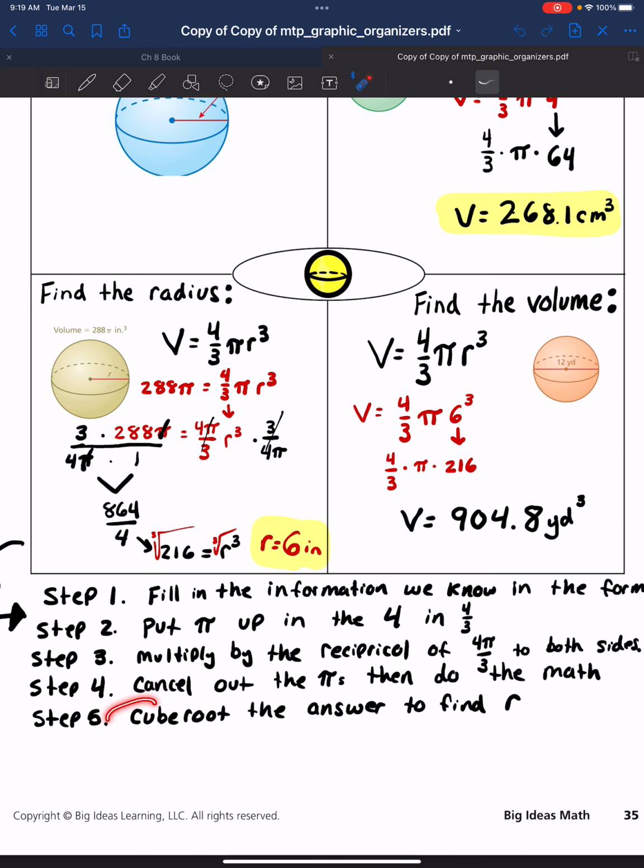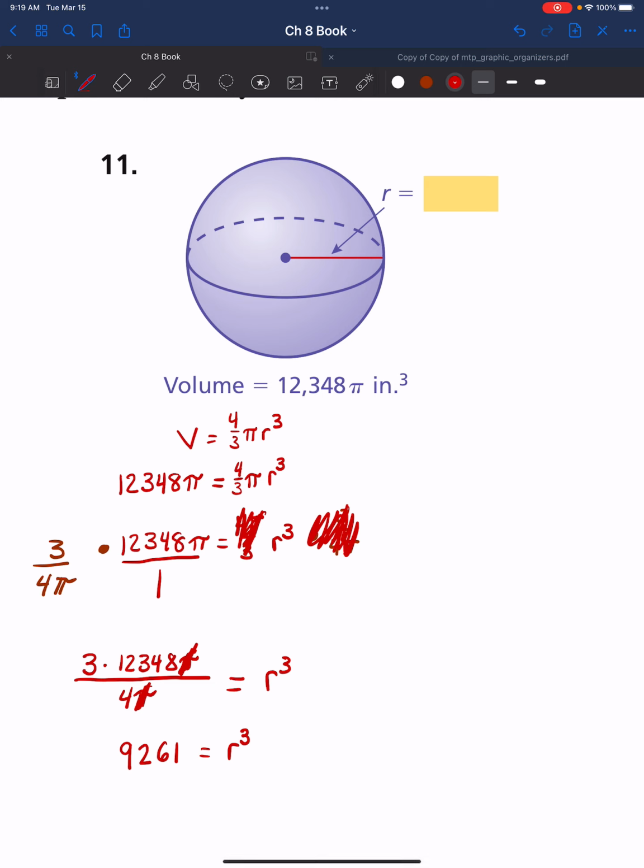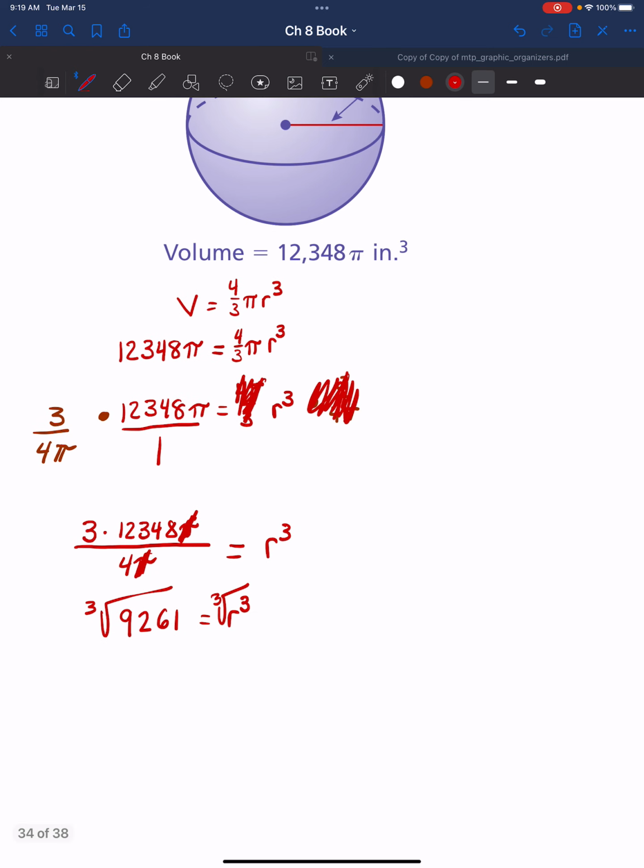Now we're at our very last step. Cube root the answer to find r. Cube root it. If your calculator is like my calculator, I don't have a cube root button, which makes this kind of complex. What I always tell you guys to do is start with 5. What is 5 to the third? 5 to the third is 125. I need something to equal 9,261, which means I need to go a lot higher than 5.